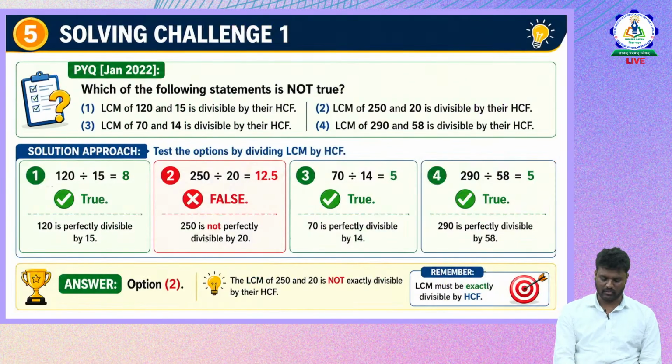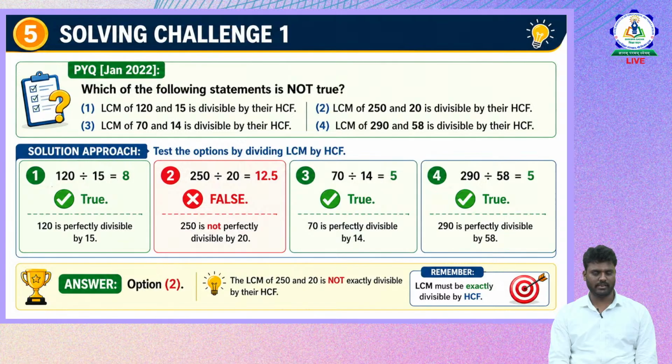Now let us try to solve that problem. The question is, which of the following statements is not true? Option 1 is: LCM of 120 and 15 is divisible by their HCF, and LCM of 250 and 20 is divisible by their HCF, and LCM of 70 and 14 is divisible by their HCF, and LCM of 290 and 58 is divisible by their HCF. Options are given, so we need to check each option.